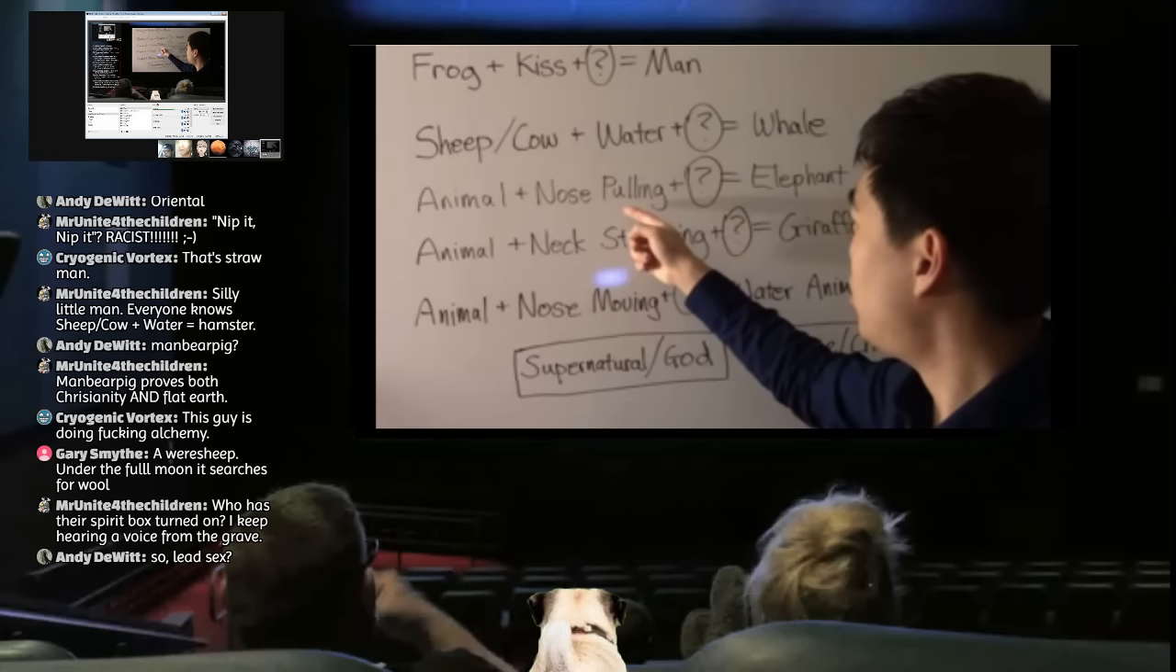Is he retarded? We'll just say extremely religious. Just to point out, I don't want to make fun of a retarded person. Just to point out that if nose pulling led to elephants, then all men should have like 8-foot long penises. Very good point.